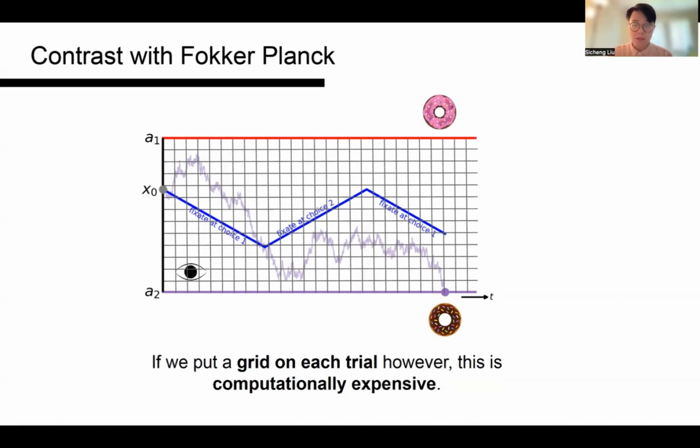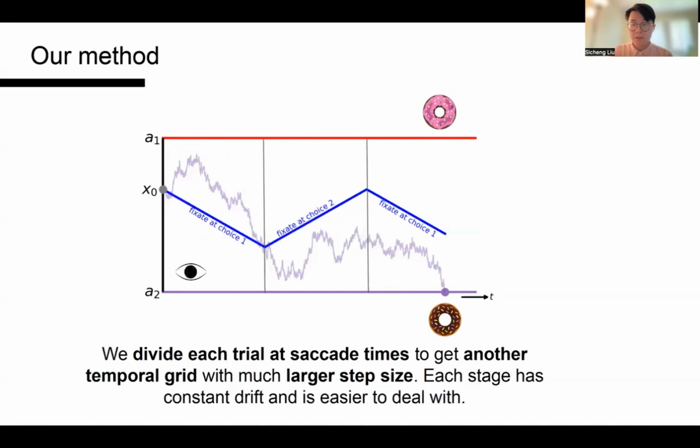We hence propose an alternative method. We observe that the ADDM actually has strong piecewise characteristics. For each trial, we can divide it at the saccade times, so that each divided time stage has constant drift, which can be interpreted as constant attention, and that's much easier to deal with.